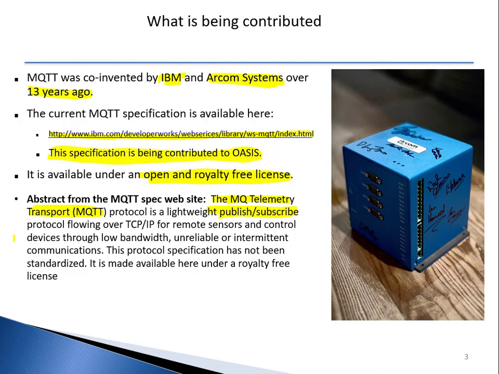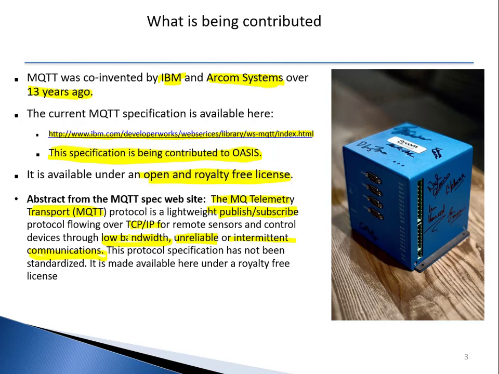Sorry, MQTT is a publish and subscribe based protocol running over TCP/IP, for remote sensors and control devices through a low bandwidth. So it works on low bandwidth, unreliable and intermittent communication as well. This is a very important thing: it works on low bandwidth. The bandwidth required for MQTT is low because the packet size is very small. So the bandwidth required to transmit the data from one location to another is less.